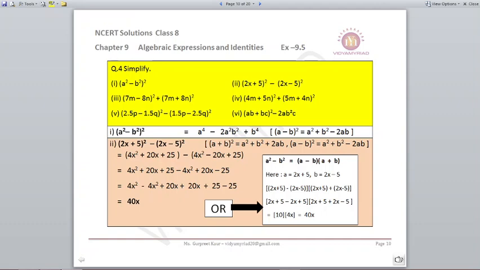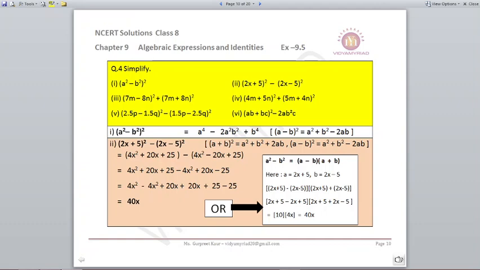Next, 2x plus 5 the whole square minus 2x minus 5 the whole square. Now here we can do this question in two ways. It is your choice, whichever method you want. The first method is you apply the formula of a plus b the whole square and a minus b the whole square, because 2x plus 5 the whole square is a plus b the whole square and 2x minus 5 the whole square is a minus b the whole square. Put the formula, solve it. You will collect all the like terms together and see if anything gets cancelled. You are left with only 40x at the end.